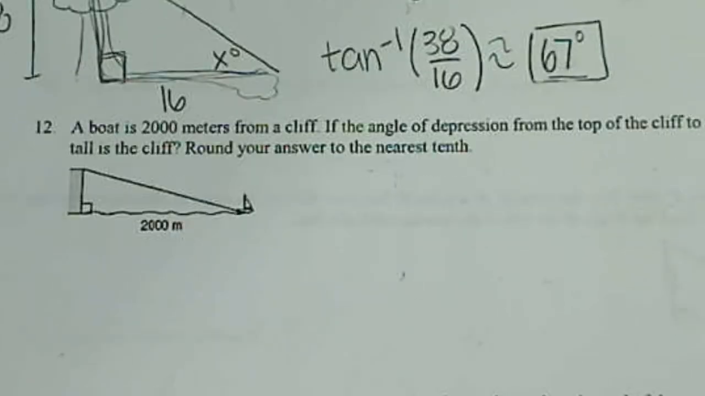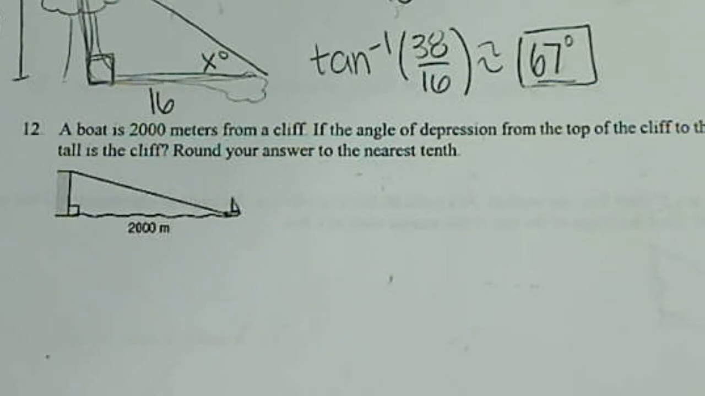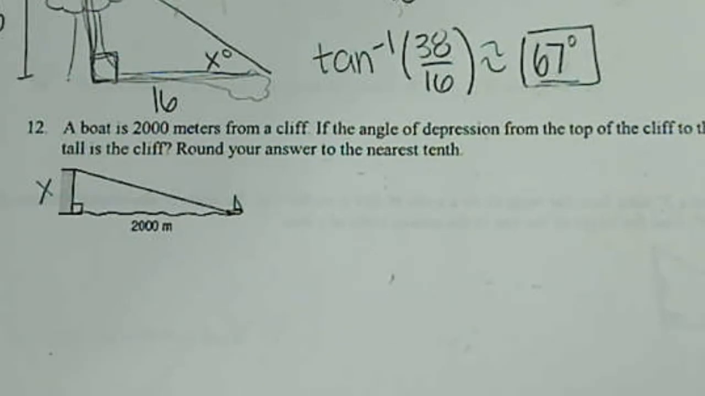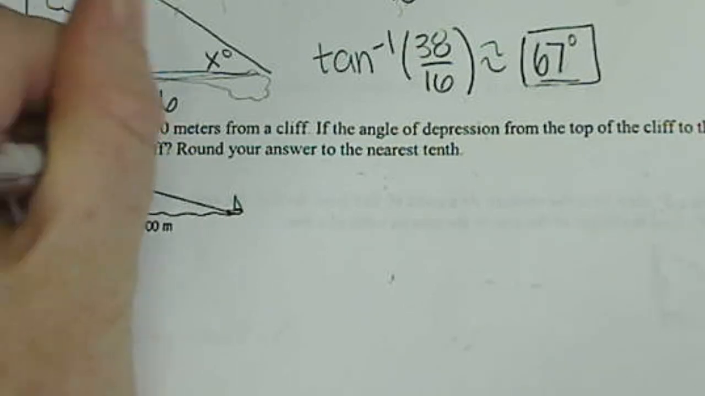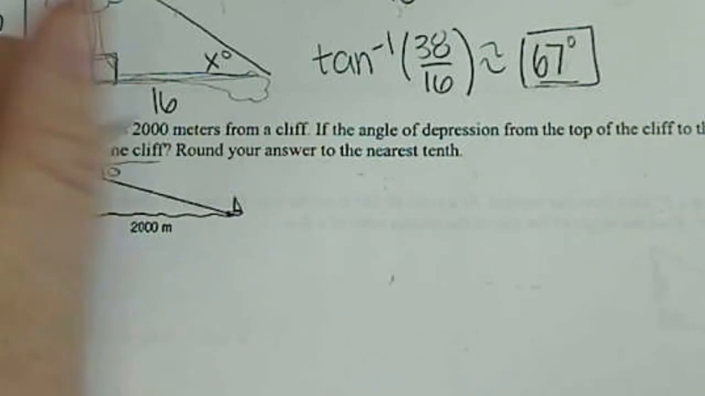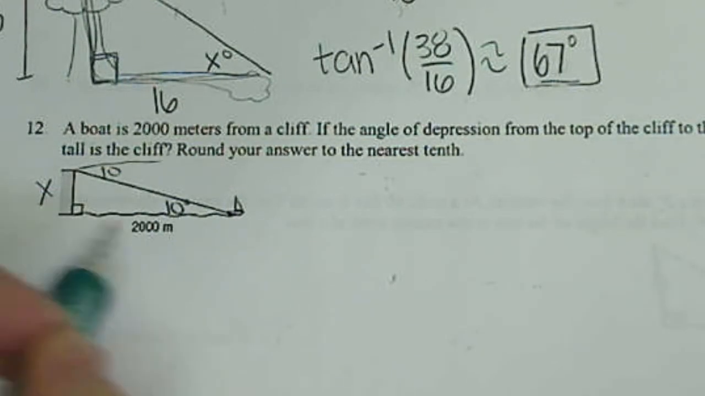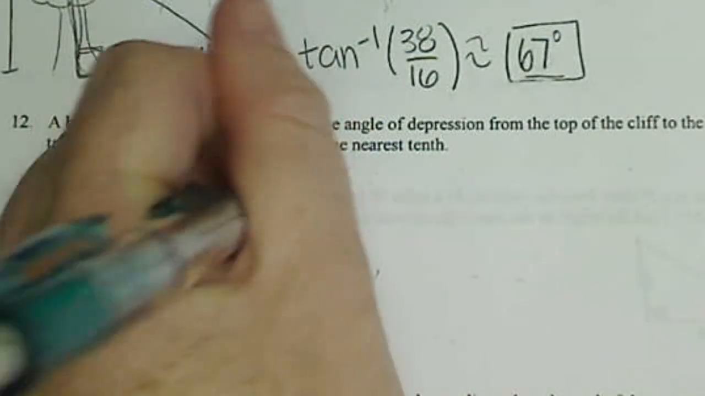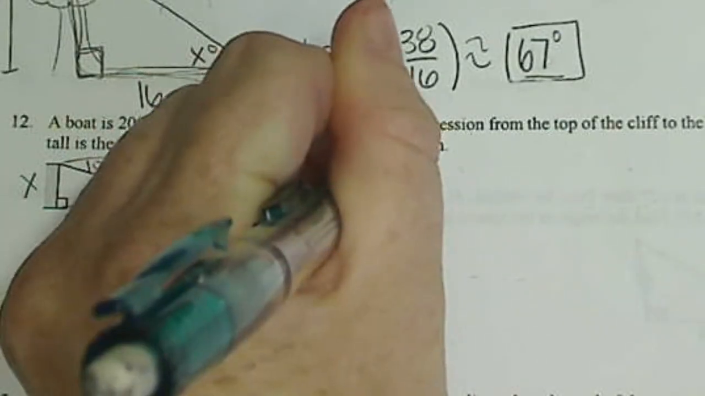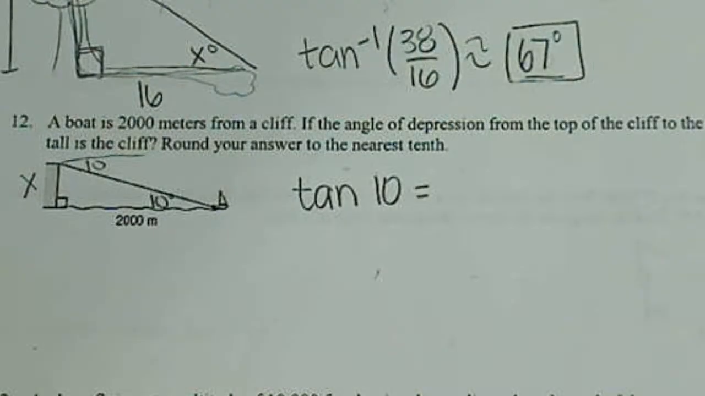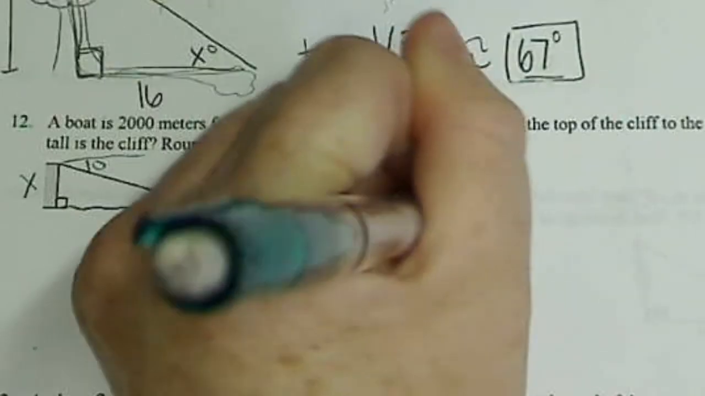Number 12. Let you read it. Angle of depression, remember that's talking about this angle right here, which makes this angle down there 10. So again, sine, cosine, tangent, going to use tangent. Again, tangent of 10 is x over 2,000.